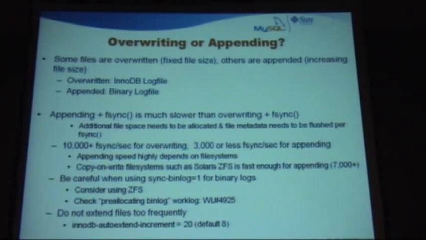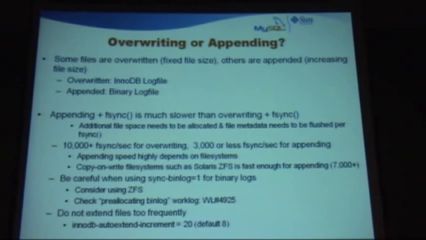This depends on file systems, but including ext3, xfs, and reiserfs, I got only 1,000 or 2,000 fsyncs per second on appending. But copy-on-write file systems, such as Solaris ZFS, are fast enough for appending. When I tested, I got over 7,000 fsyncs per second.